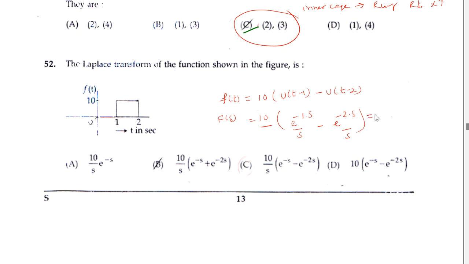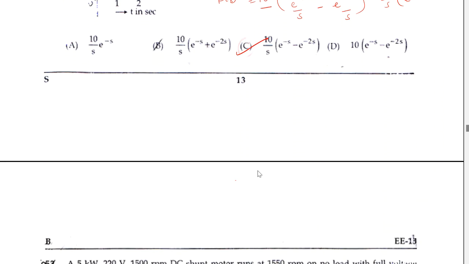If we simplify this, it is 10 by s into e power minus s minus e power minus 2s. So the answer is 10 by s times e power minus s minus e power minus 2s. So C will be the right answer here. Next one.